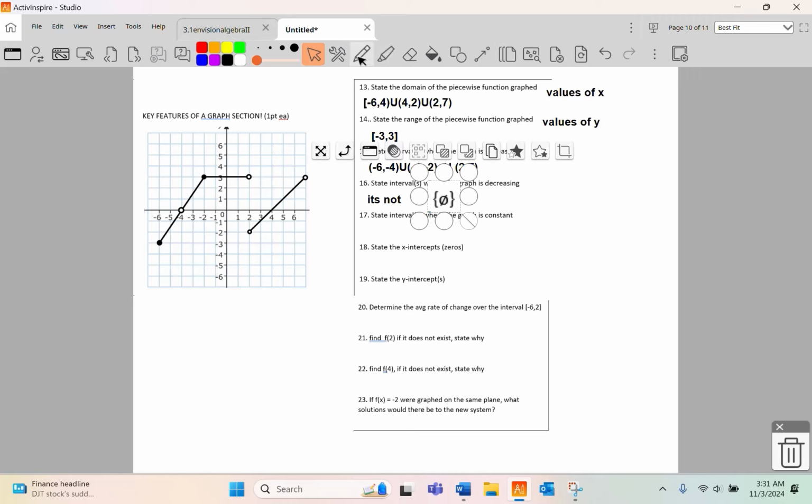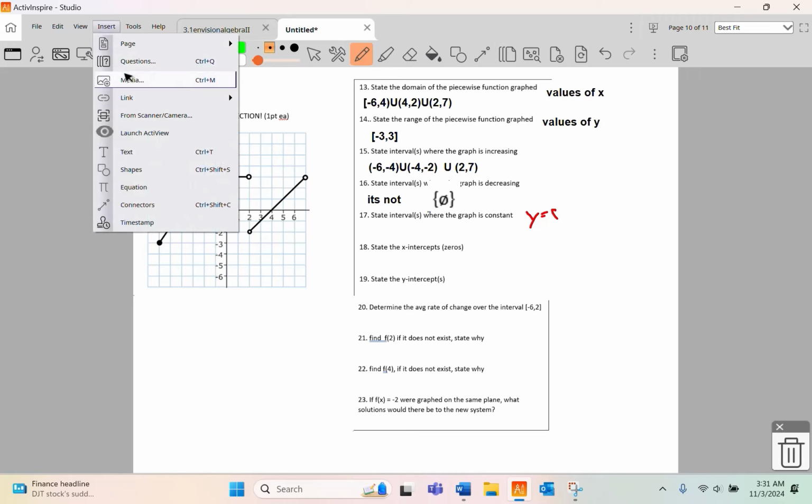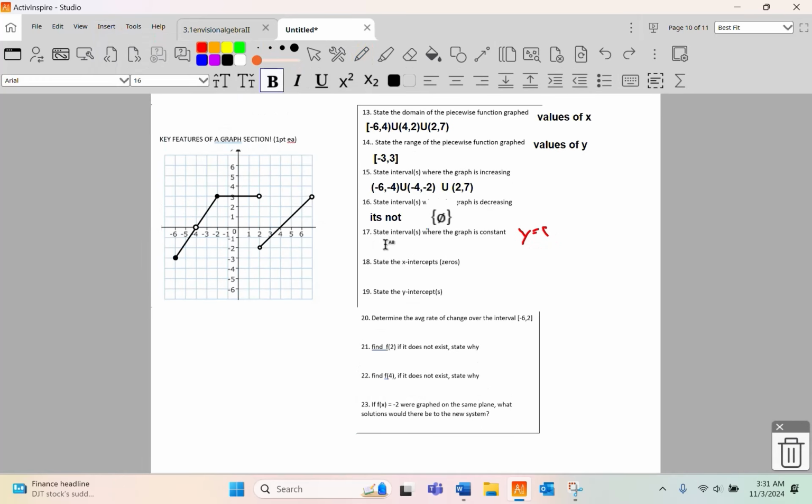Where the graph is constant. You guys know y equals a constant, right? It's a horizontal line. Most of you do. Some of you haven't figured that out yet. It's constant from x values of -2 to 2. State the x-intercepts. This blows my mind how many kids can't find an x-intercept. But there's one right here really close to 4. There's a hole there. So 4 comma 0.